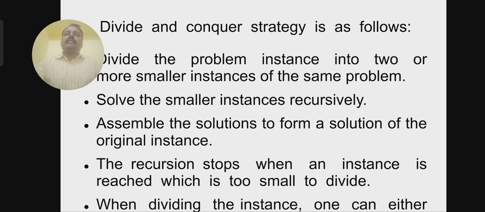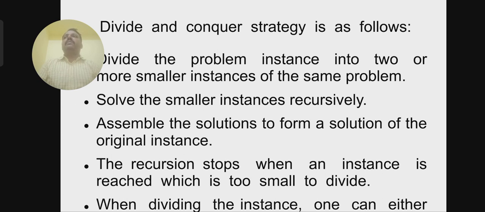Next, the divide and conquer strategy is as follows. Divide the problem instance into two or more smaller instances of the same problem. Then we solve the smaller instances recursively. After completing the recursive process, assemble the solutions to form a solution for the original instance. The recursion stops when an instance is reached which is too small to divide.